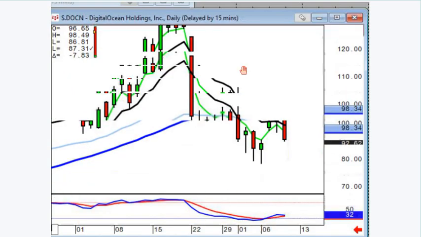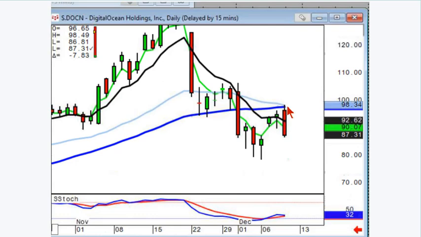Same scenario here. It definitely needed to open positive and trade positive, but notice where it failed, right at the 50 and closed back below this level. Now you can think about going short again if this opens lower tomorrow.